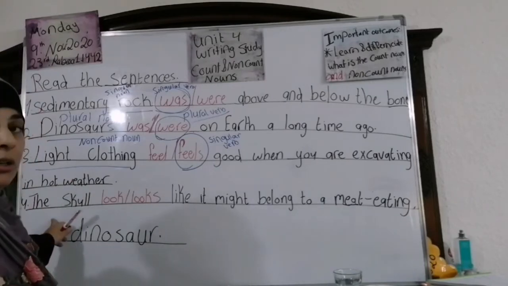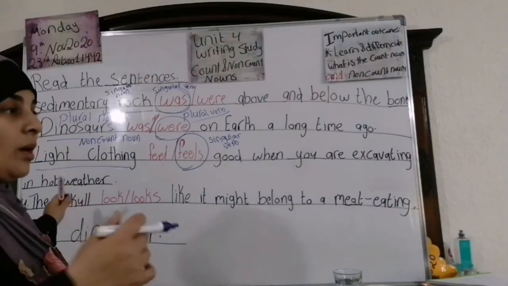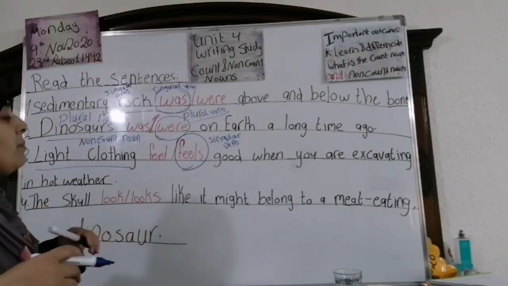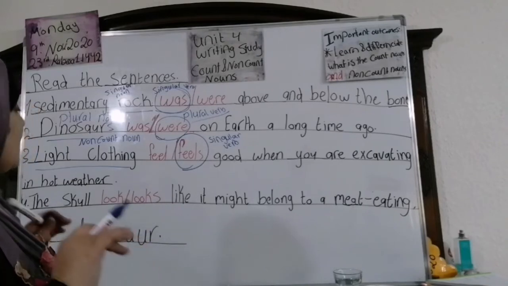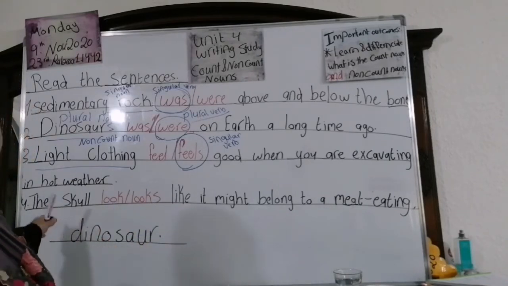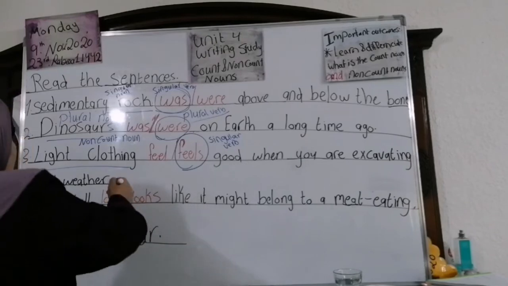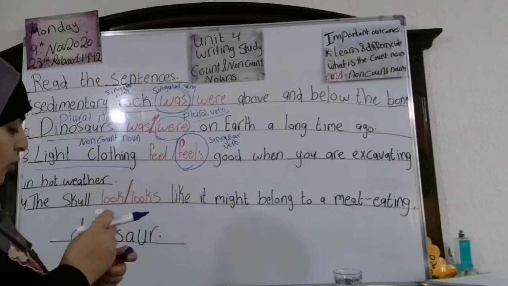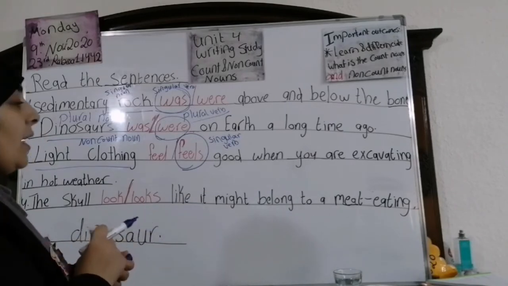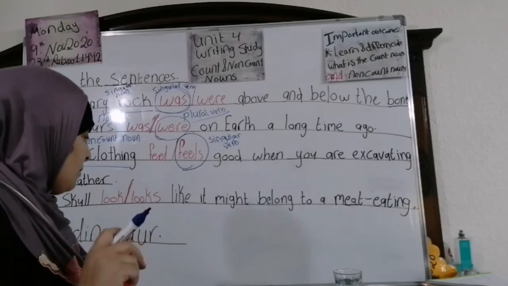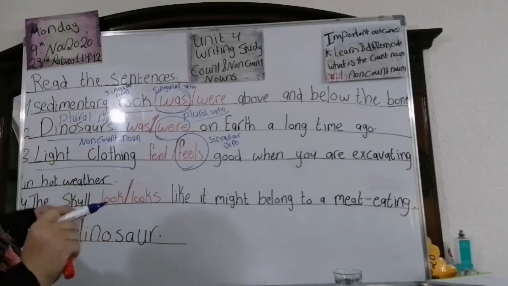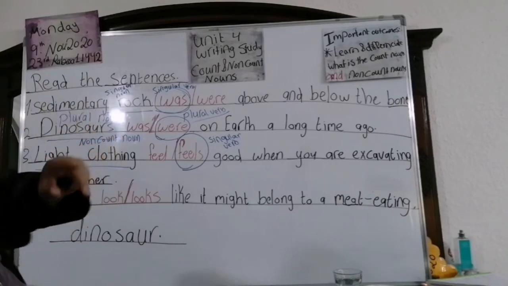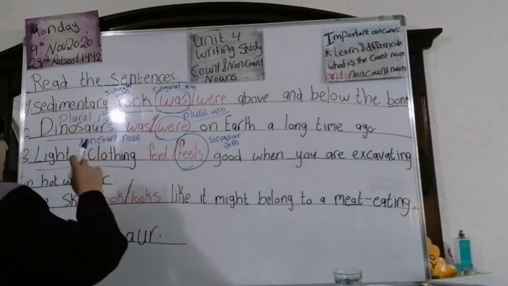The skull. You know the skull. The skull looks like it might belong to a meat-eating dinosaur. Again, the skull looks like, okay, it might belong to a meat-eating dinosaur, okay? Now, look at me, please. Now, we can count the skull, okay? You can say one skull, two skulls.